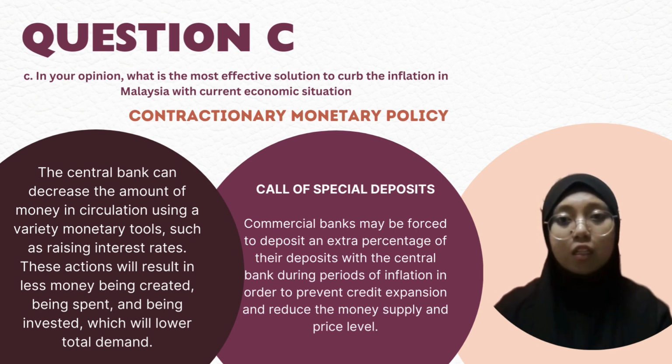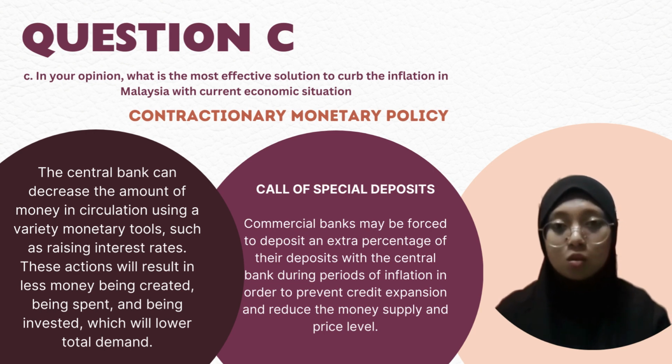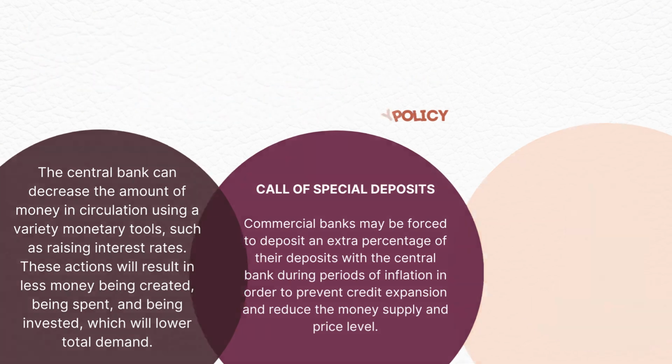In my opinion, the most effective solution to curb the inflation in Malaysia with the current economic situation in contractionary monetary policy is that the government can do a call of special deposits. During inflation, commercial banks are sometimes required to deposit an additional percentage of their deposits in the central bank to control their credit creation and decrease money supply and price level.